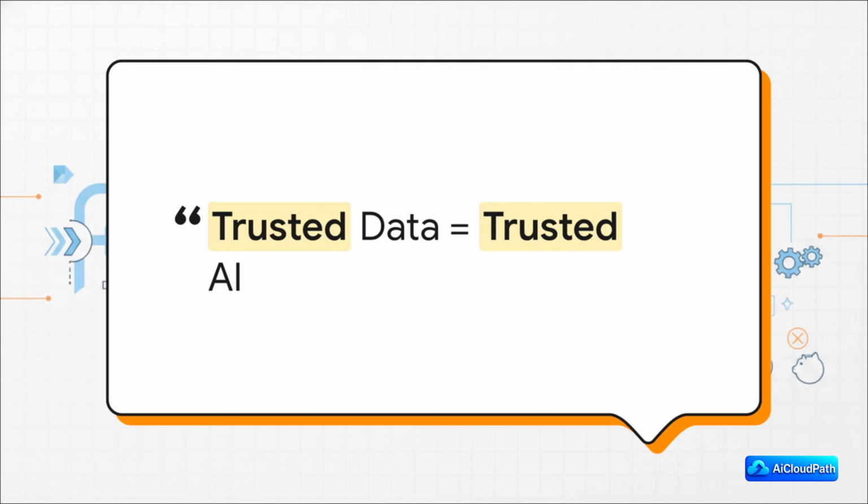And this right here is the golden rule of this whole pillar. It's just that simple. If your data is bad, your AI will be bad. You can't trust it. The quality of what you put in, 100% determines the reliability of what you get out.